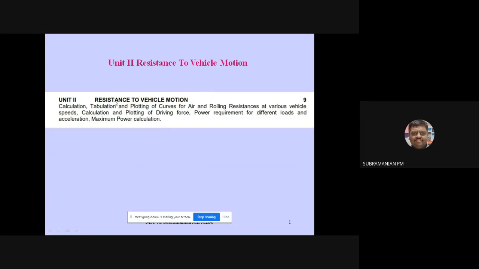Okay, so first of all, we will be discussing resistance. That is, there are different resistances: air resistance and rolling resistance. Once the resistances have been described, we will be discussing the driving force, that I told, the tractive force, that is a driving force. Then what will be the power requirement for different loads and acceleration, and what is the maximum power calculation. So these are the things we are going to see in unit 2, and we will be seeing it in the problems also.